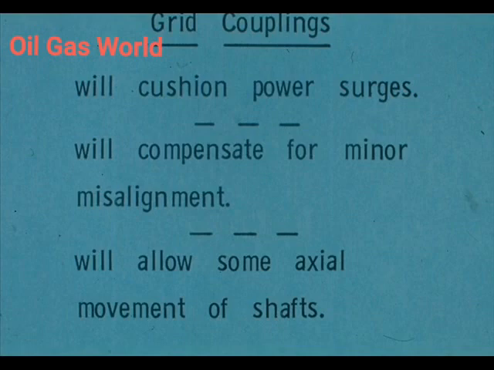A big advantage is that the grid coupling smooths out sudden or abrupt power surges through the spring action of the steel grid. The grid also allows the coupling to compensate for minor misalignment and for some axial movement of the shaft. All in all, the grid coupling is very useful in a wide variety of applications.